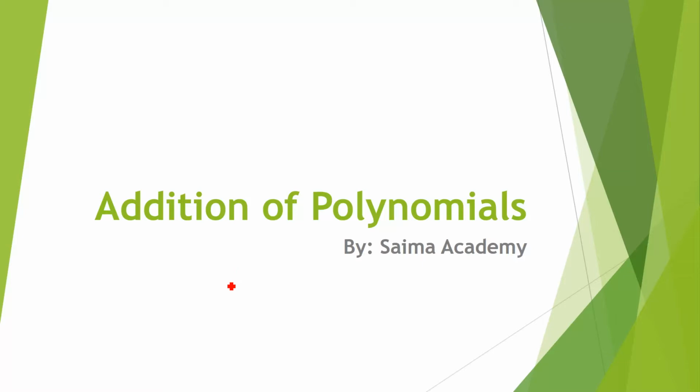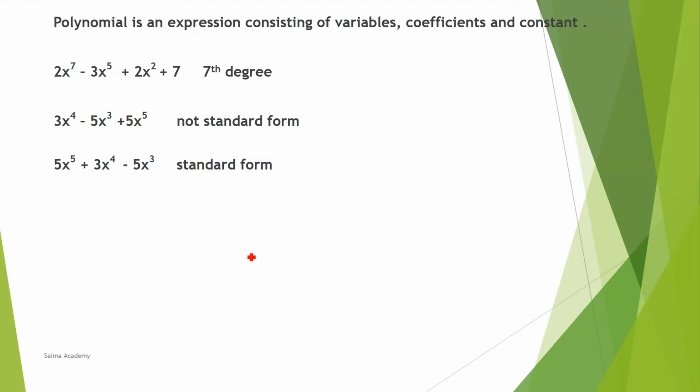In this lesson, I will explain to you addition of polynomials. Before we start, I will explain one more time what a polynomial is. I have already discussed it many times in different lessons, but I am explaining it here because you will use the term polynomial again and again in algebra, so it should be clear. A polynomial is an expression consisting of variables, coefficients, and constants.